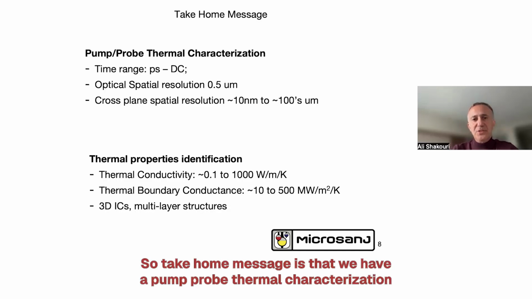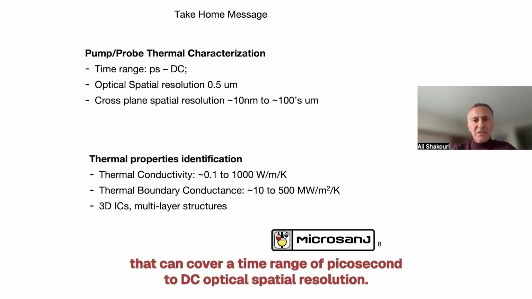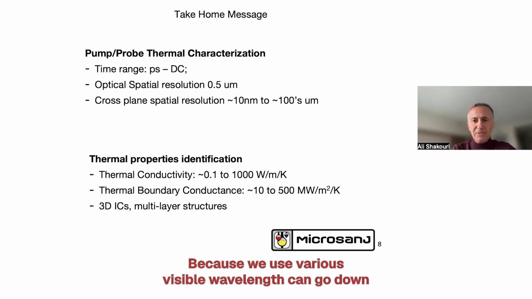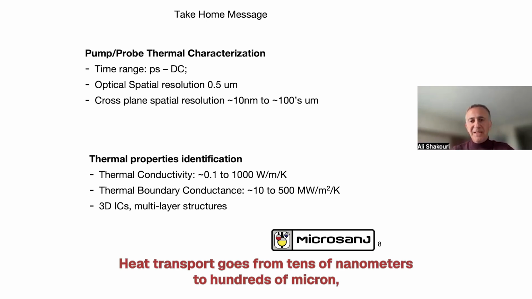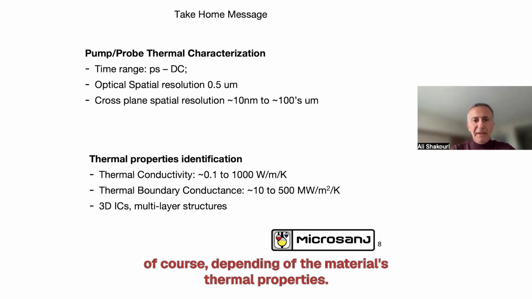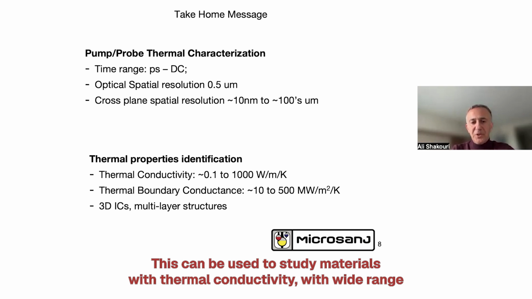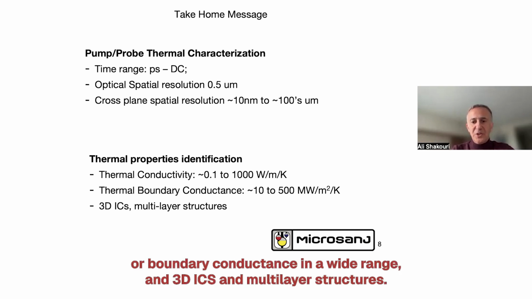So the take-home message is that we have a pump probe thermal characterization that can cover a time range of picoseconds to DC. Optical spatial resolution, because we use various visible wavelengths, can go down to a quarter of a micron. And cross-plane spatial resolution, heat transport goes from tens of nanometers to hundreds of microns, of course, depending on the material's thermal properties. This can be used to study materials with a wide range of thermal conductivity, thermal boundary conductances in a wide range, and 3D ICs and multi-layer structures.